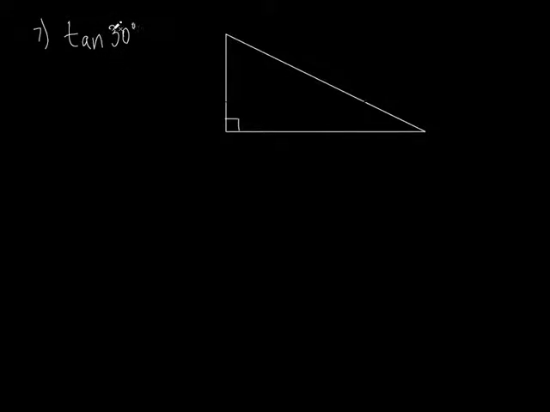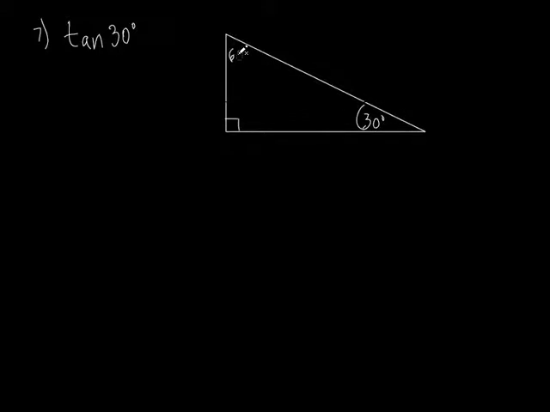So this is a special triangle because it's 30 degrees. It's not just some random angle. They picked a specific angle, 30 degrees. Sometimes they use 30, 60, sometimes they use 45 because those are special triangles. So I draw a special triangle. We'll call that 30 degrees.